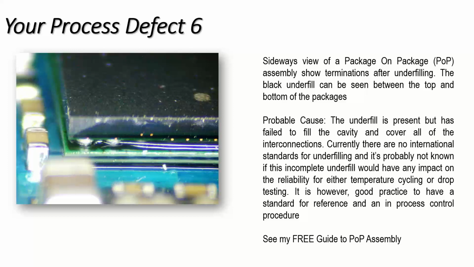I produced some guidelines which are in my POP assembly guide, which is available free to download. So yes, you would correct the process. You would look at increasing the amount of underfill you're adding to get complete coverage. But personally, I wouldn't reject this, and I wouldn't go back and then underfill it again. I just correct the process which was causing the problem, which is what us as engineers really strive to do. So that's sort of process defect number 6.